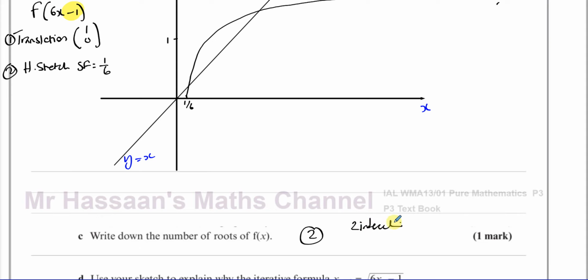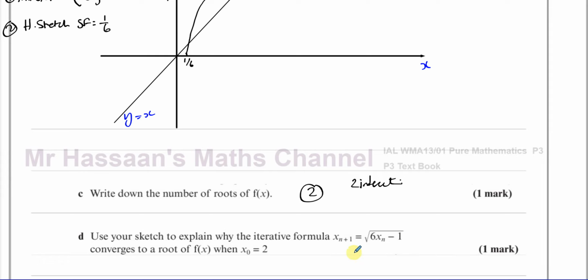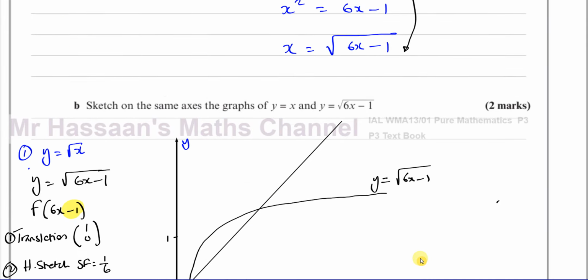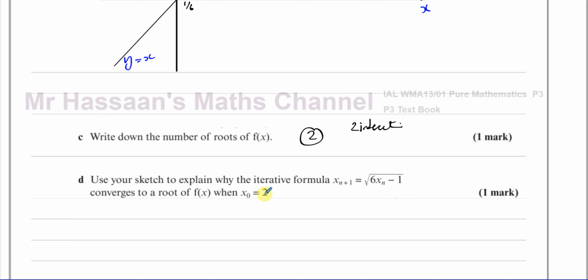Okay, now for part D, it says use your sketch to explain why the iterative formula xn plus 1 equals the square root of 6xn minus 1 converges to a root of f of x when x0 equals 2. Okay, so basically what does this mean? It means you replace the x in this function with 2 and you see what value comes out, and then you replace the new value that you've got back into the same function, and you keep doing it until it converges to a particular value. Right? That's what we do.